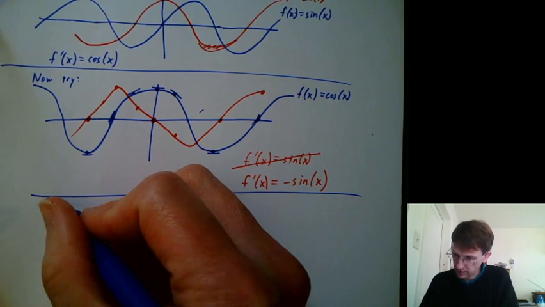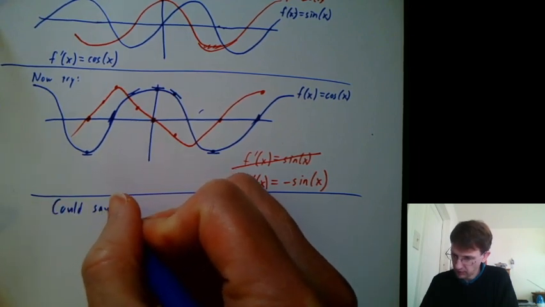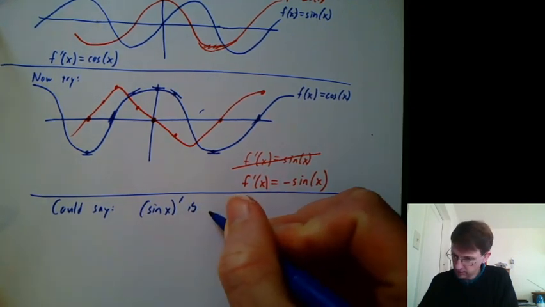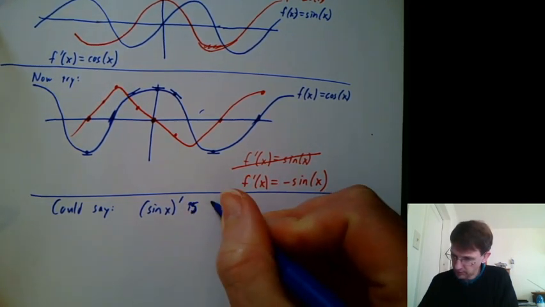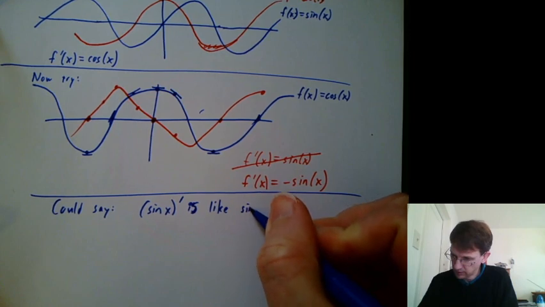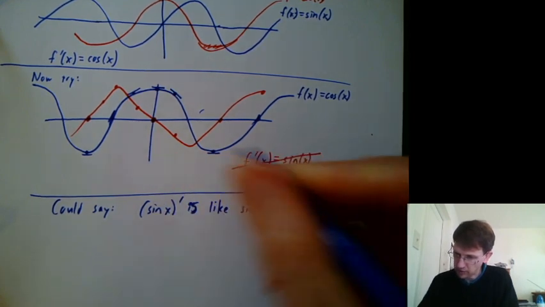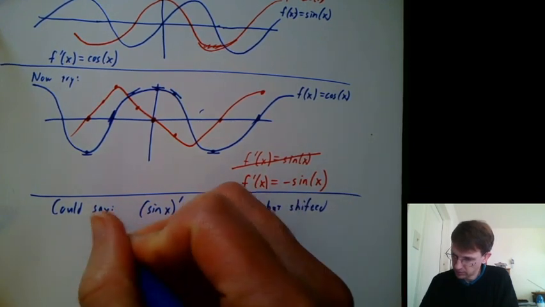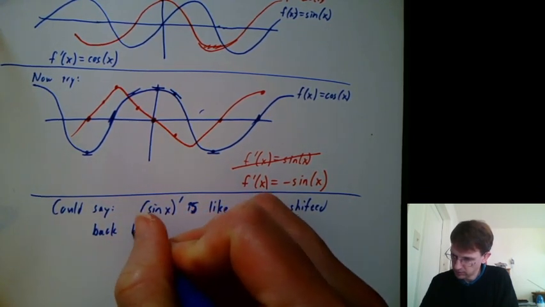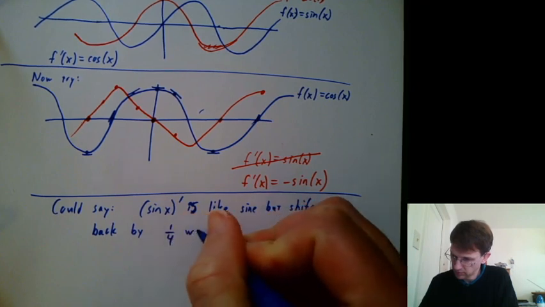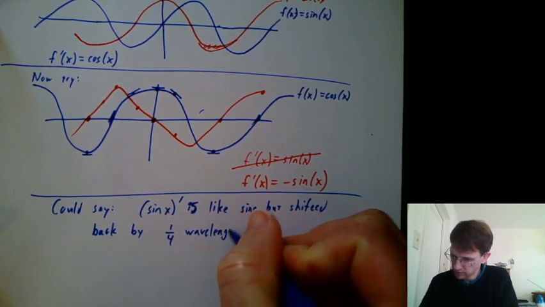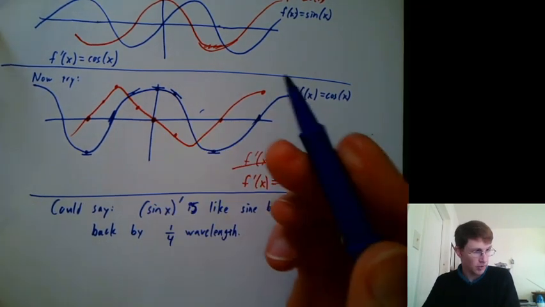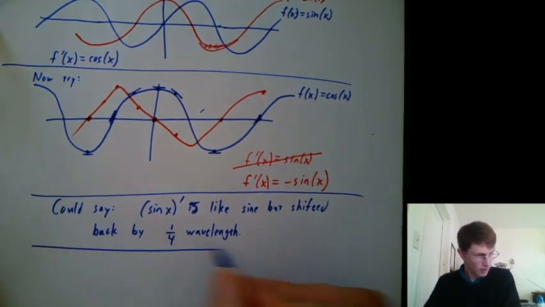So we could say that the derivative of sine is like sine, but shifted back a quarter wave. And the derivative of cosine is like cosine, but shifted back 1/4 wave. So that's a nice way to think of it.